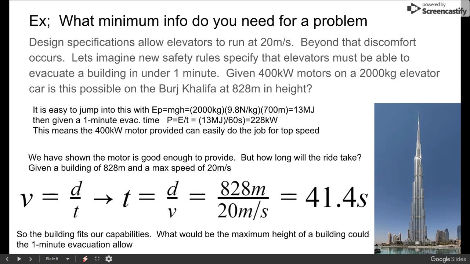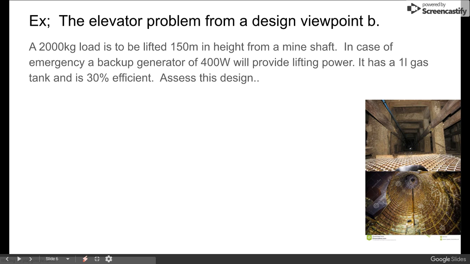The question would be, if we gave this 1 minute evacuation rule, what would be the maximum height of any building if that rule was enforced? Now here would be another one.